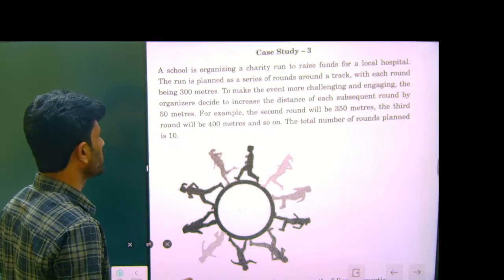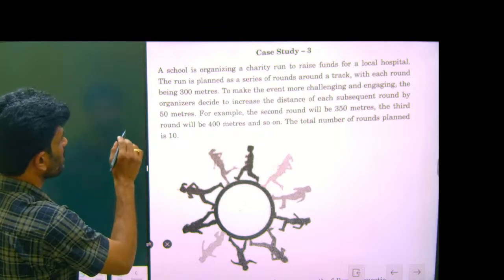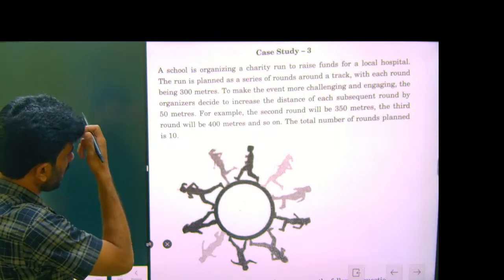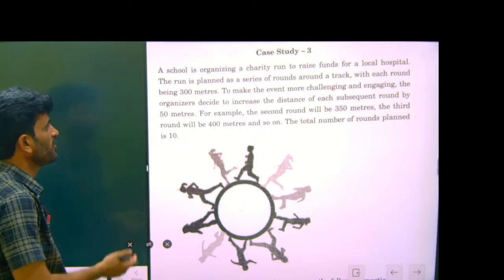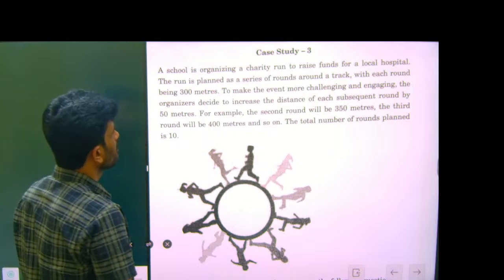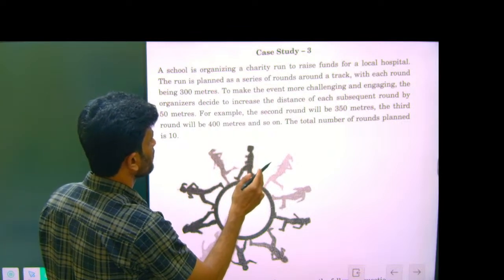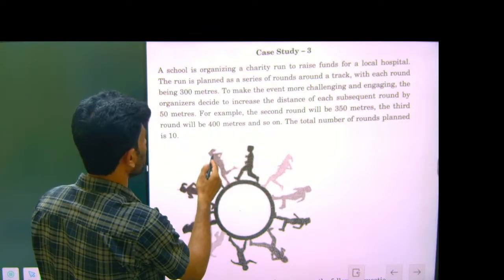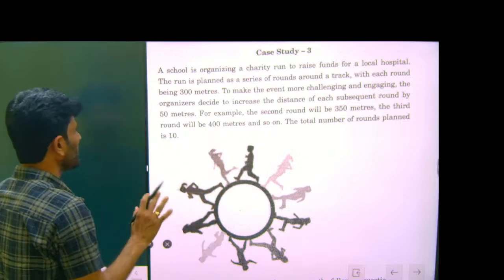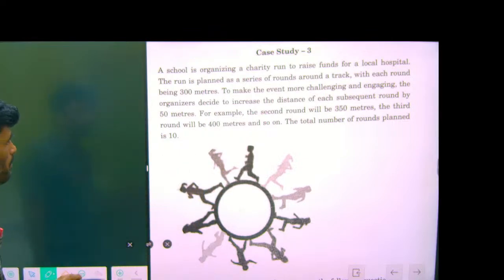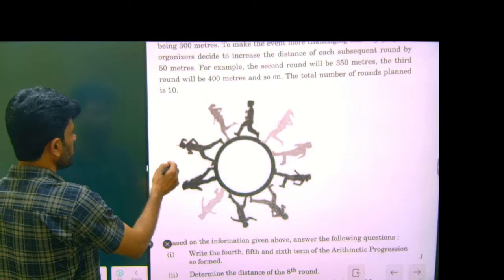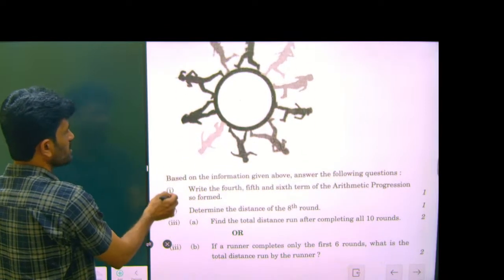So by this you should understand, the first term is given as 300, and the common difference is given as 50 meters. For example, the second round will be 350 meters, the third round will be 400 meters, like that. Total 10 rounds are planned in that game. So based on this information, we have to answer these questions.